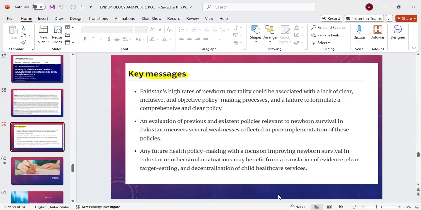An evaluation of the previous and existing policies relevant to newborn survival in Pakistan uncovers several weaknesses, reflected in poor implementation of these policies. Any future health policy making with a focus on improving newborn survival in Pakistan or other similar situations may benefit from the translation of evidence, clear target setting, and decentralization of child health care services.